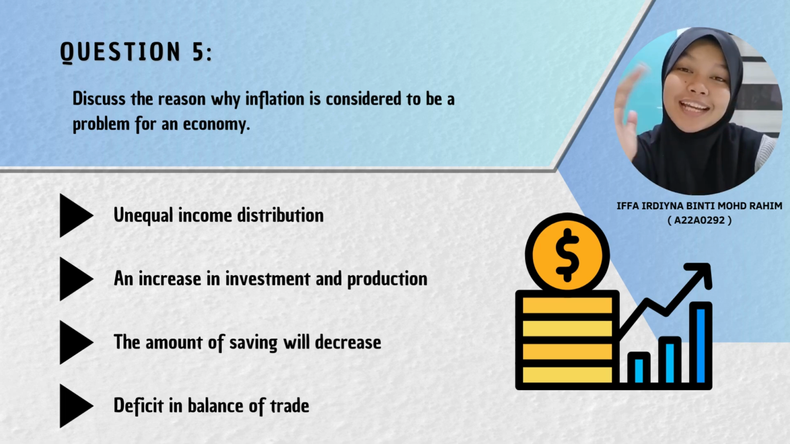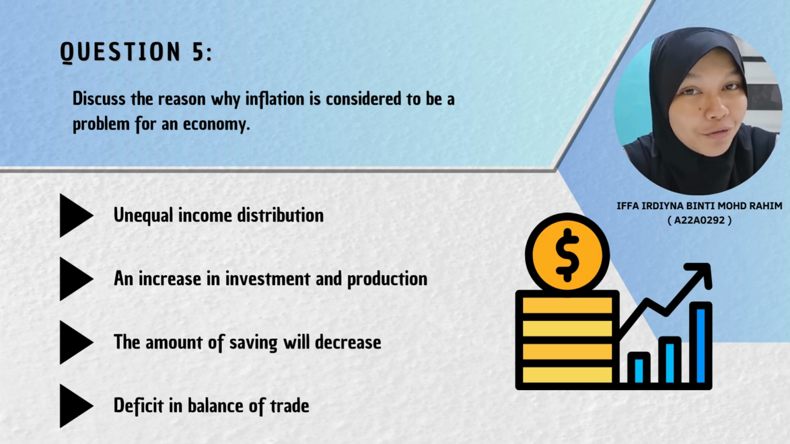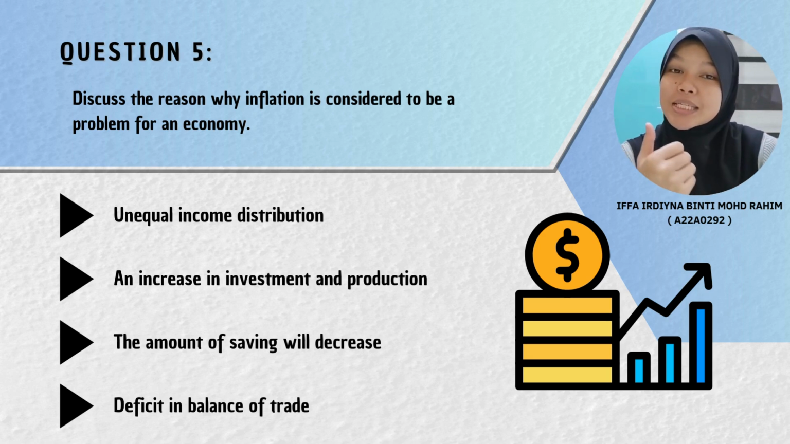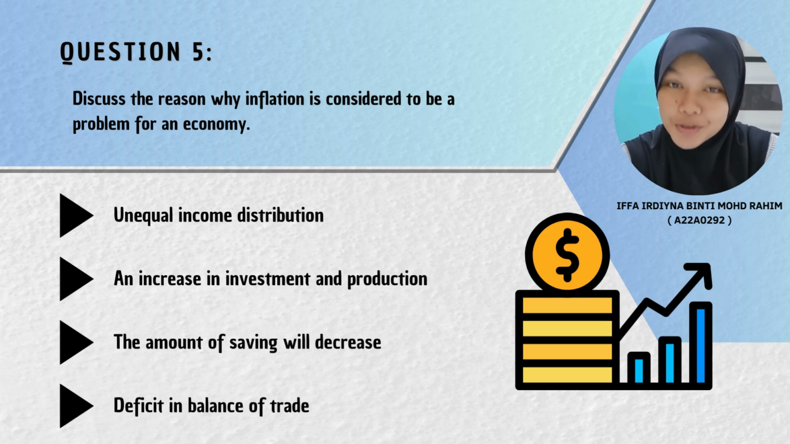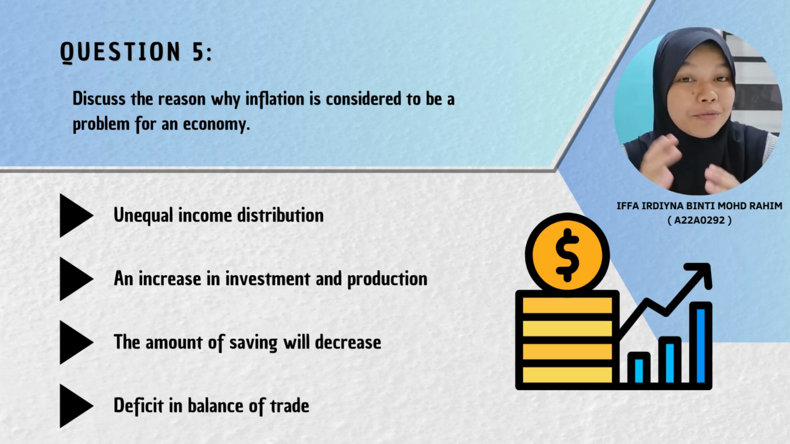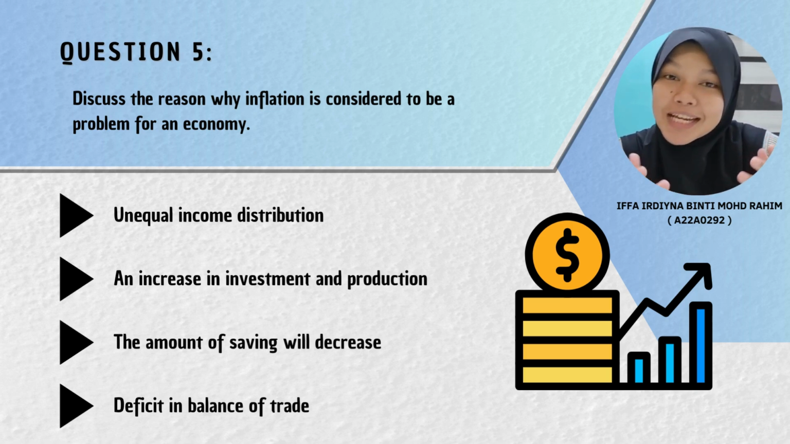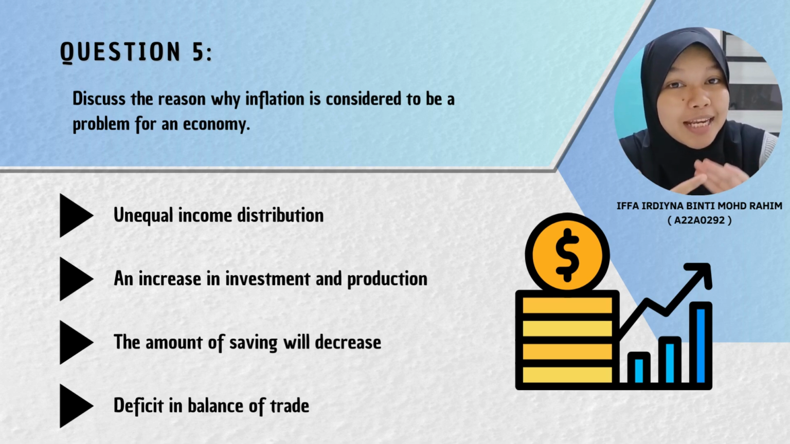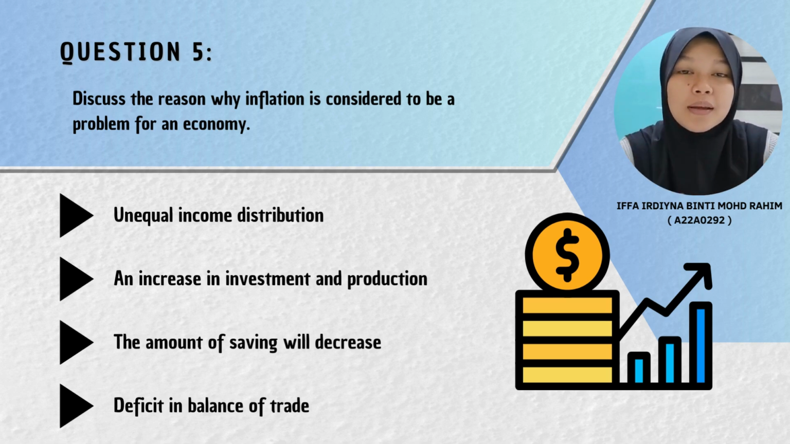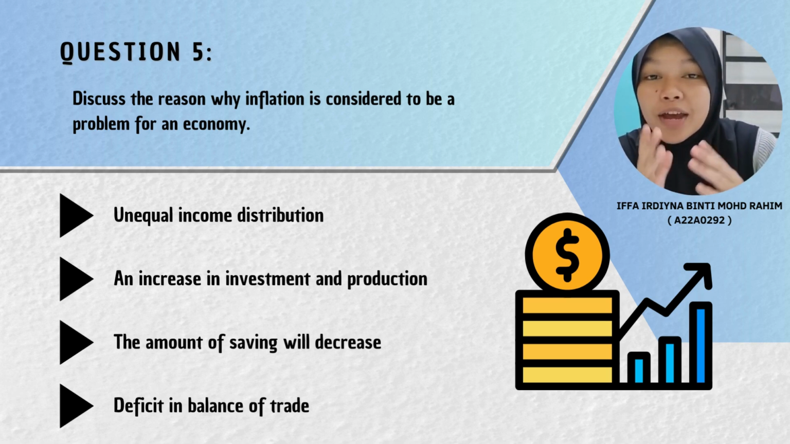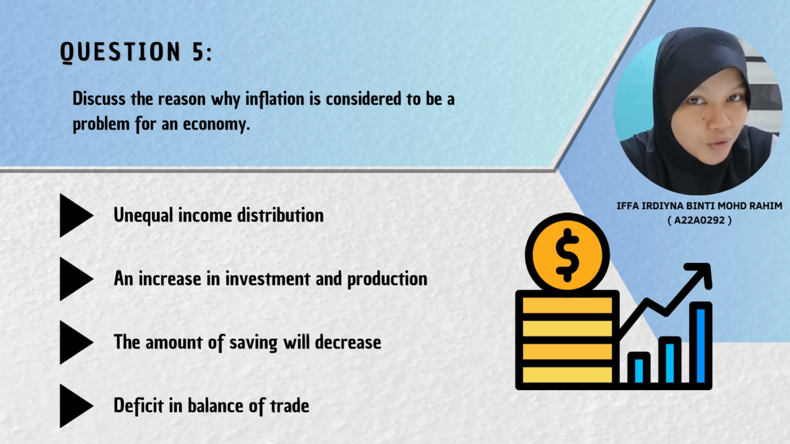Next, we go on to the next question, which is why inflation is considered to be a problem for an economy. The first reason is unequal income distribution. Inflation affects fixed income earners like government workers by reducing their purchasing power, while flexible income earners like business owners may benefit from the higher prices, leading to income inequality. Borrowers benefit as they repay loans with devalued money, while creditors lose out.